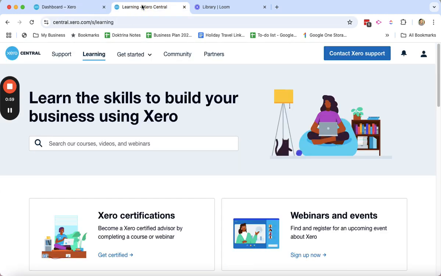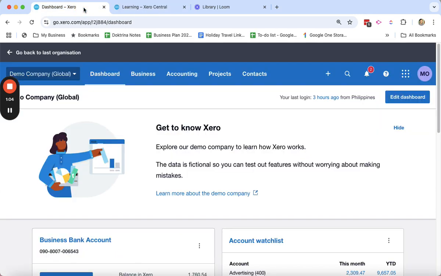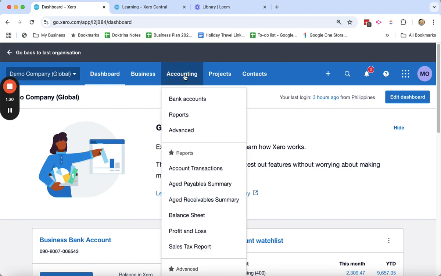So we're going to start with what is accounting. Accounting is, according to the textbook, the art and science of recording, classifying, and summarizing accounting or financial data. Well, basically, it means preparing financial reports. So, what do financial reports look like? Here in Xero, you might have already heard that there are financial reports. And the basic financial reports are here.